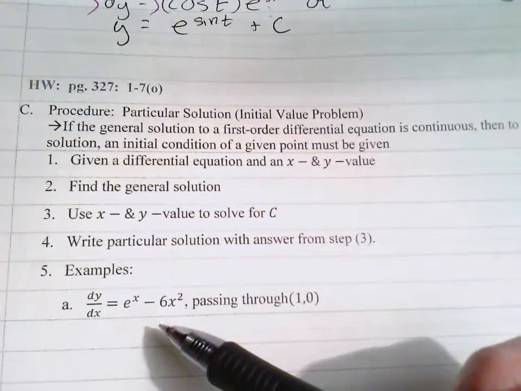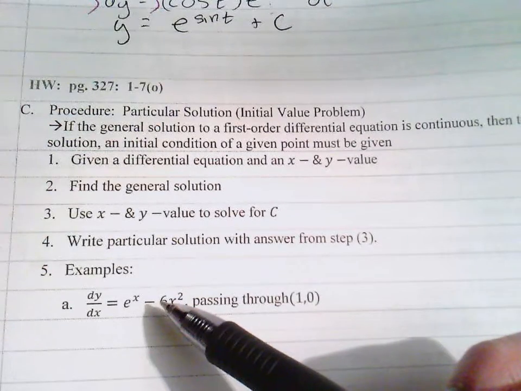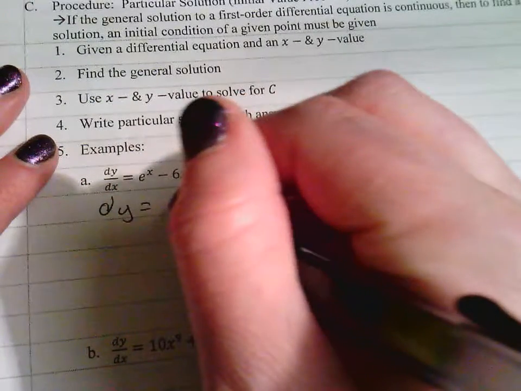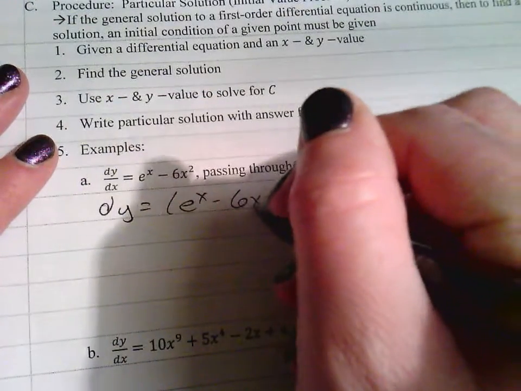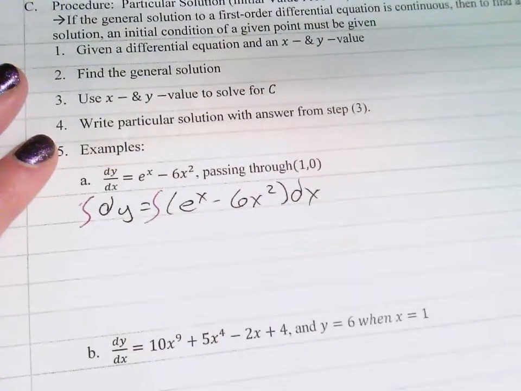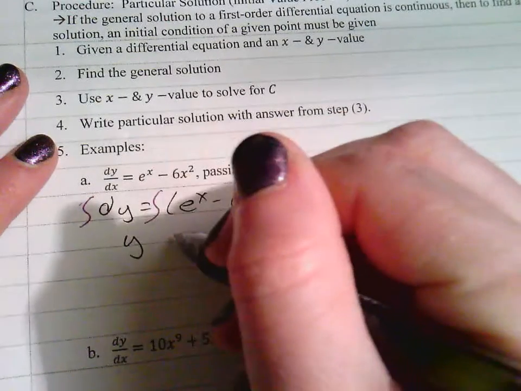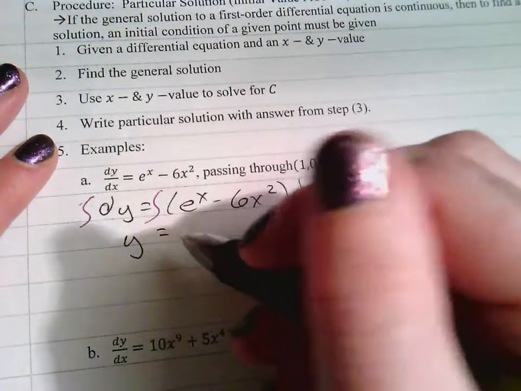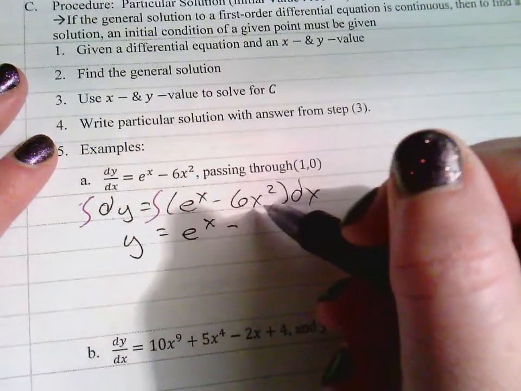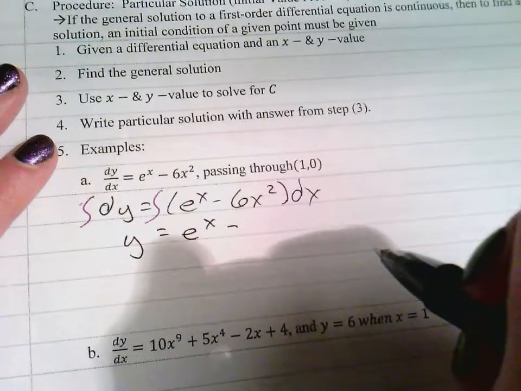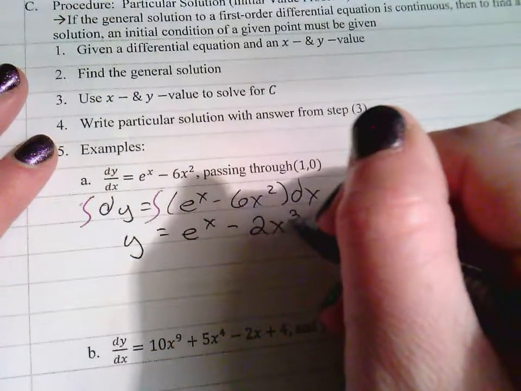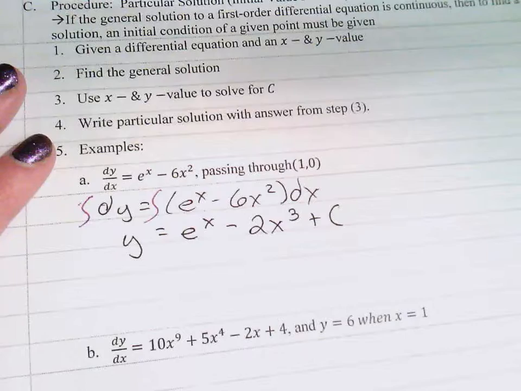So first things first, nothing's changing. We're going to find the general solution here. So multiply by dx on both sides. You get dy equals e to the x minus 6x squared dx. Integrate. So you get y equals the antiderivative of e to the x, then you have 6x cubed over 3, which is going to be 2x cubed, plus c. That is your general solution.